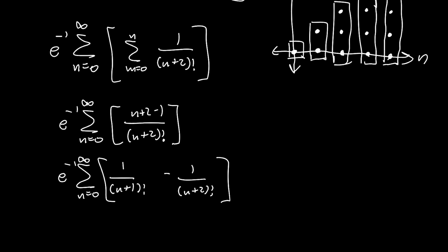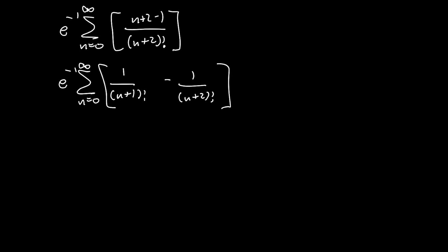And you can see here that we've just got this telescoping sum, where all these terms are going to cancel out except for the first one. So our final answer is just going to be e to the minus 1 times 1 over 1 factorial, which just gives us 1 over e. And that is our answer.